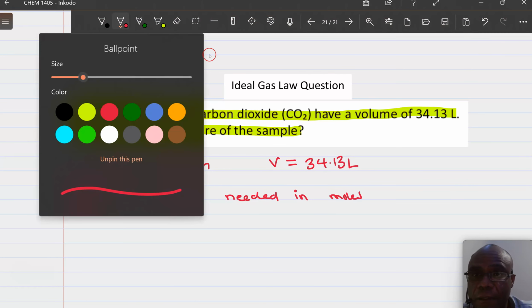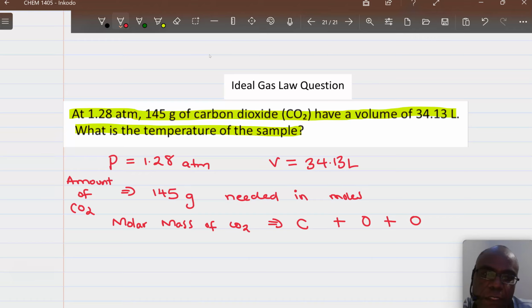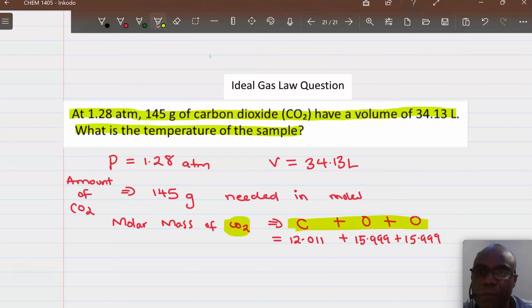Okay, to find the molar mass of CO2, we need to determine the atomic masses of carbon, oxygen, and oxygen from the periodic table. If you look at the periodic table, the molar mass of carbon is 12.011, at least for the one I have. Each oxygen is 15.999. If you've forgotten how to find the atomic masses in order to determine the molar mass of 1 mole of CO2, I'll remind you to go to the periodic table here.